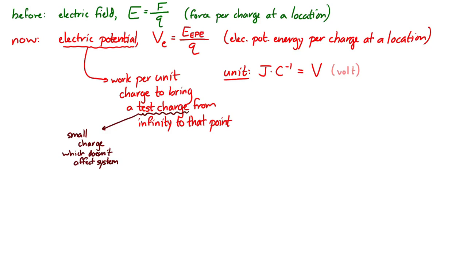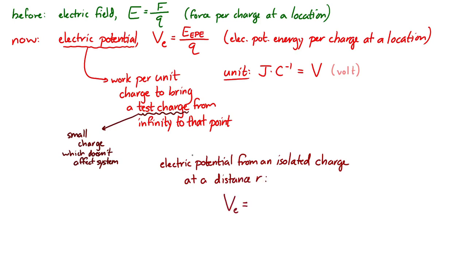Now we have an expression for the electric potential caused by an isolated charge if you're a distance r away. And that's given by this. The electric potential is equal to kq over r. And this expression is given in your data booklet.